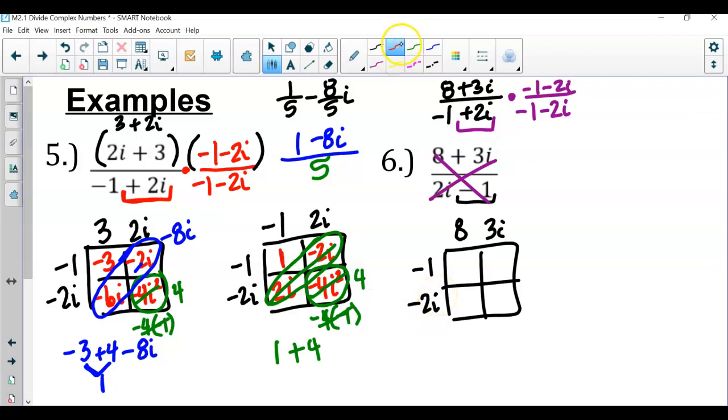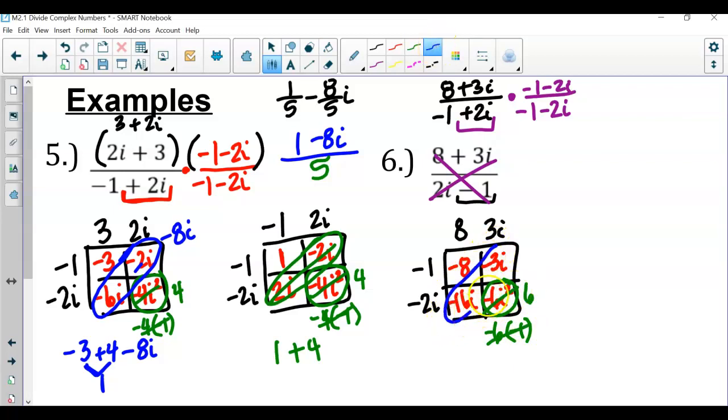Now we go through and fill in. 8 times -1, -8. 3i times -1, -3i. 8 times -2i, -16i. Then 3i times -2i, -6, but i squared. Then again, we have i squared. Remember, i squared is always -1. But now we're multiplying that by a -6. Negative times a negative is a +6. So now we've got +6 here.